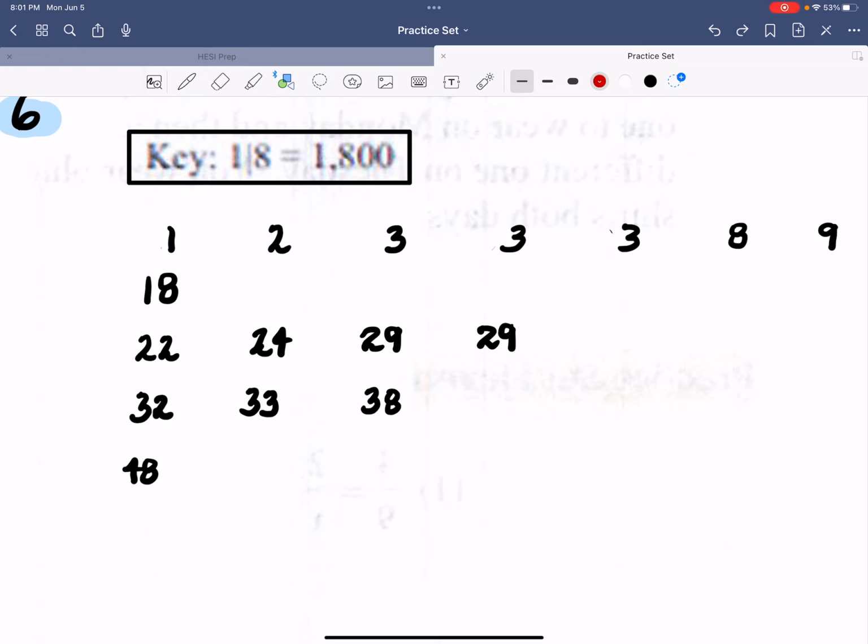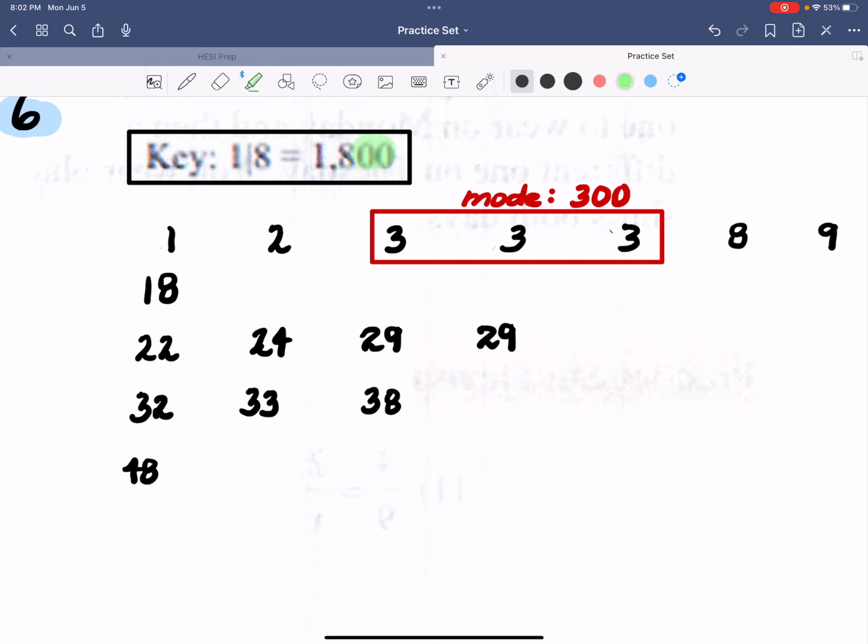Do you see anything in here that's duplicated? I do, right there. That one's in there 3 times. That is the mode. But remember, it's not 3. It's a 3 with 2 zeros according to that key. We have to provide those 2 zeros. So we know the mode.